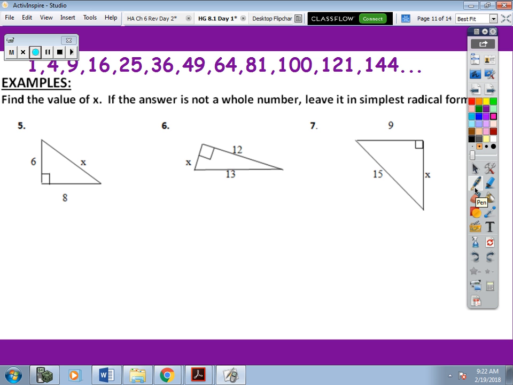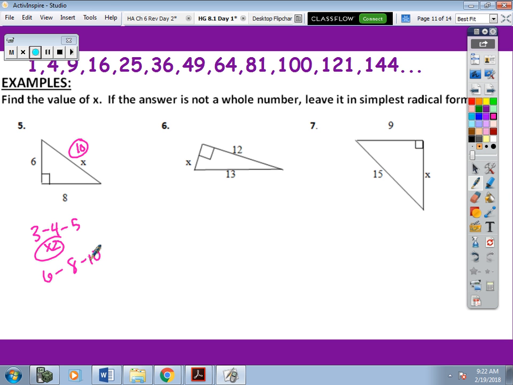Number 5, what should the value of x be? Or piece? 10. This is again a 3, 4, 5 times 2, which gets you a 6, 8, 10. No work required if you do Pythagorean triples. How about the next one?